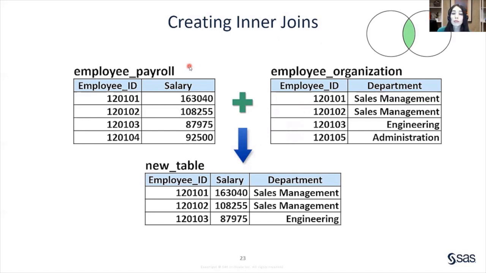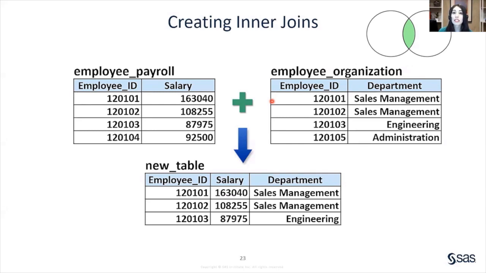I have a table called Employee Payroll, and it contains some salary information about my employees. I have another table called Employee Organization, and this contains department information for all of my employees. What I'd like to do is join these tables together so that I have both the salary and department information for my employees in one single table. That's a join. Now, how do I know each row from a single table goes with another row from another table? In this scenario, it's going to be based on the values of the employee ID column.